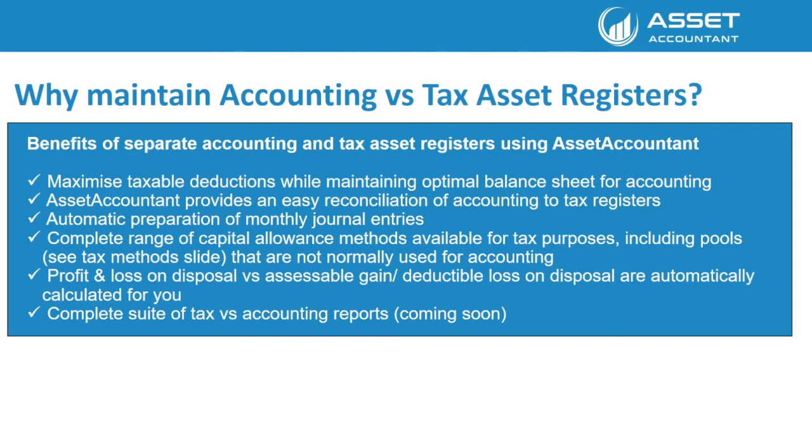We provide a complete range of capital allowance methods for tax purposes, including pools that are not normally used for accounting. This will allow you to have access to the full scope of tax deductions for a client whilst maintaining a strong balance sheet for them for accounting. Profit and loss on disposals versus assessable gains and deductions for disposals are automatically calculated for you. And we have a complete range of tax and accounting reports.